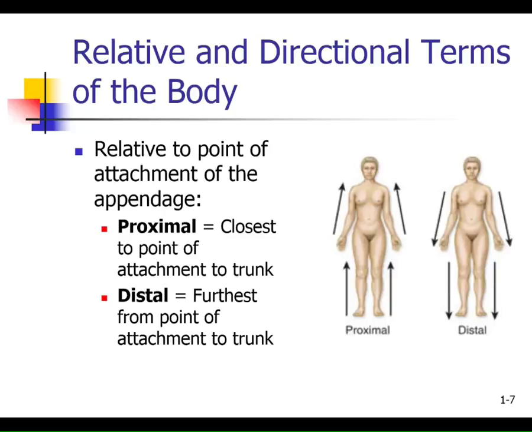Same is true for knee and ankle. The knee is more proximal, the ankle is more distal. You're only going to use distal and proximal on the appendages. If I was talking about my breastbone and my belly button, I'm going to use inferior and superior. If I'm on my arm, I'm not going to use inferior and superior. I'm instead going to use proximal and distal. Those words are very special, only referring to the appendages.